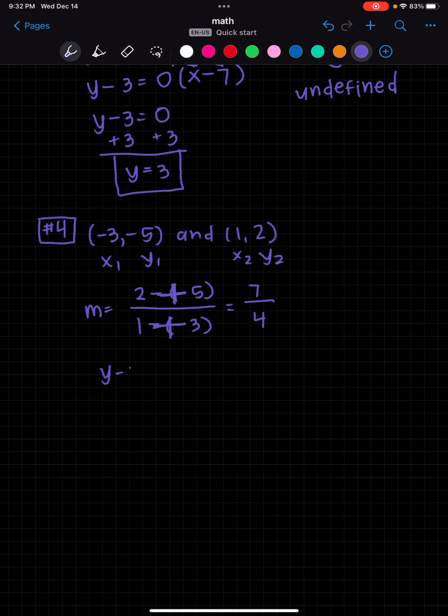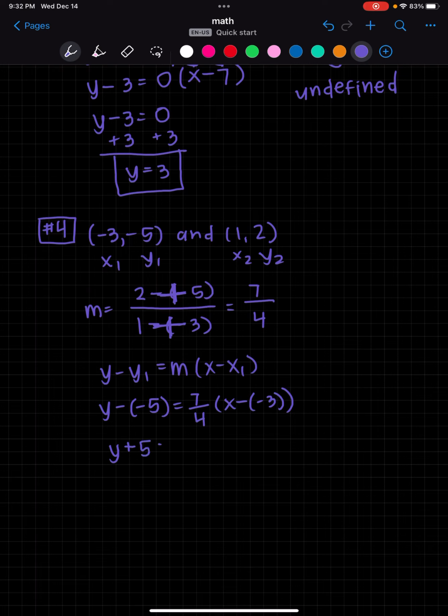Now you're going to use the point slope formula, which is y minus y1 equals m times x minus x1. Replace the y1 with the -5, so y minus -5 equals your m, which we just decided was 7/4, and then x minus your x1, which is -3. Okay, so now we're going to simplify. The two negatives right next to each other on the left side give me a plus, so I'm going to say y plus 5. And I'm also going to do that on the right side as well. I'm going to make it x plus 3 because the negatives cancel each other out.